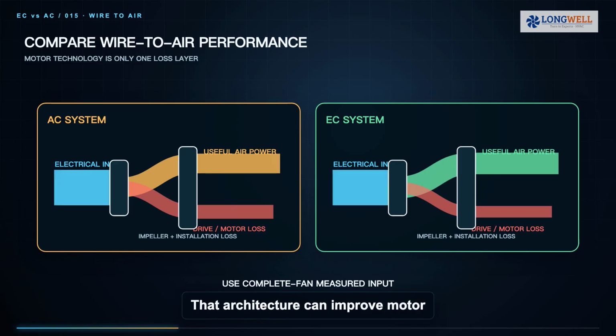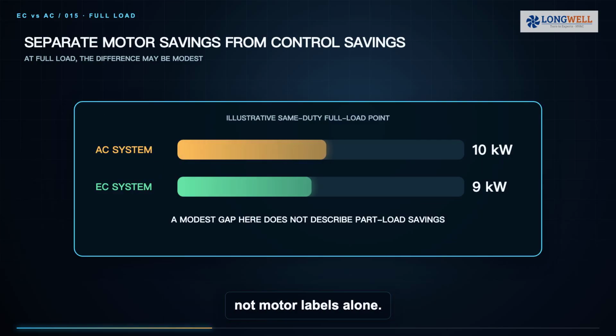That architecture can improve motor efficiency and part load control, but it does not make every EC fan automatically better. The impeller, operating point, controller losses, and installation still determine wire-to-wire performance. Compare complete fan electrical input, not motor labels alone.